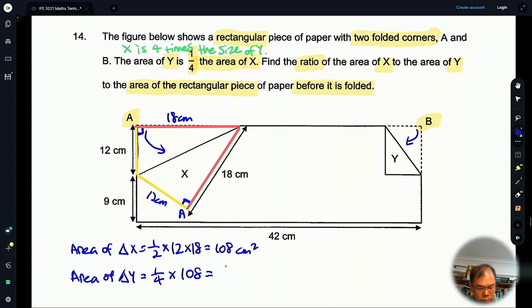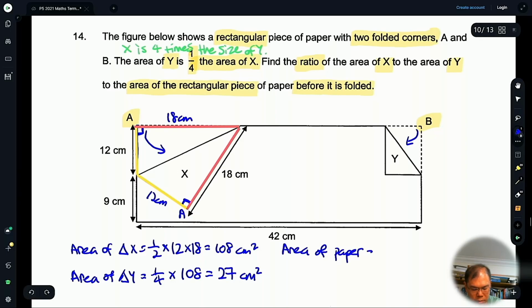Okay, so that is 27 square centimeters. Now, the area of the rectangular piece of paper before it was folded: 42 is the length, then the breadth will be 12 plus 9, so 42 times 12 plus 9, and that will be 882 square centimeters.